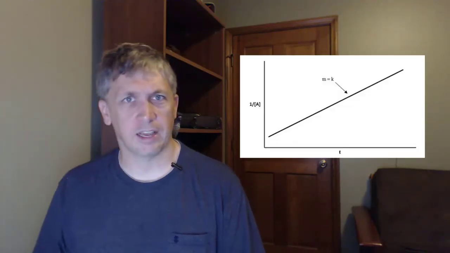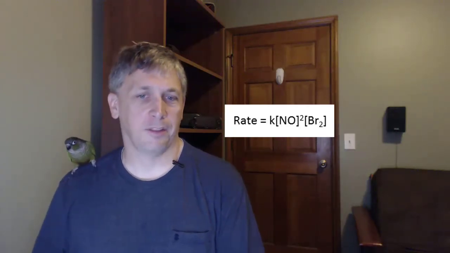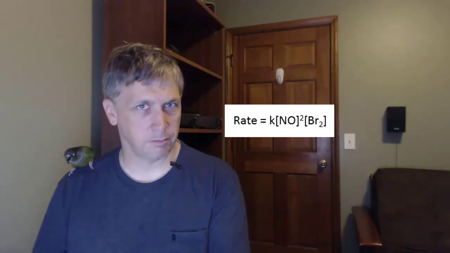And again, you can use some of the tricks we looked at before to see which mechanism is the more viable one. Again, both of them are going to be second order with respect to NO. So for both of them, with the initial rate method, doubling the concentration should quadruple the rate. Or if you do it plotting over time, second order is the inverse of the concentration over time. But they both have different orders with respect to bromine. It's 0 order with respect to bromine in the prior method. Here it's first order. So doubling the concentration of bromine will double the rate if this mechanism is the correct mechanism.